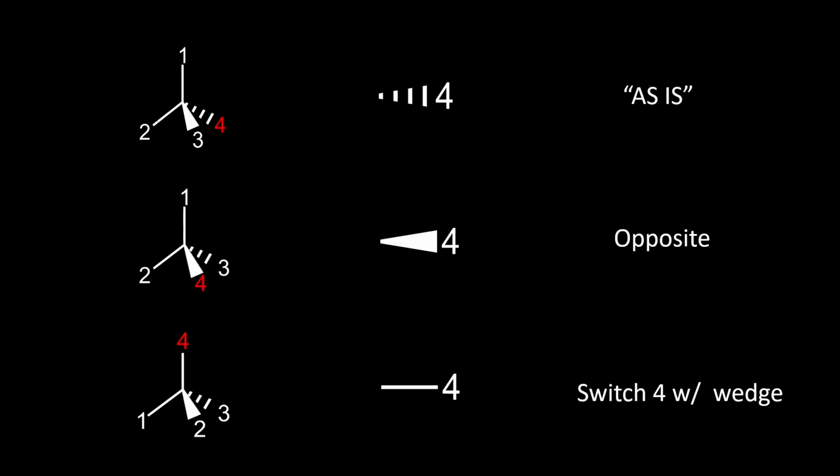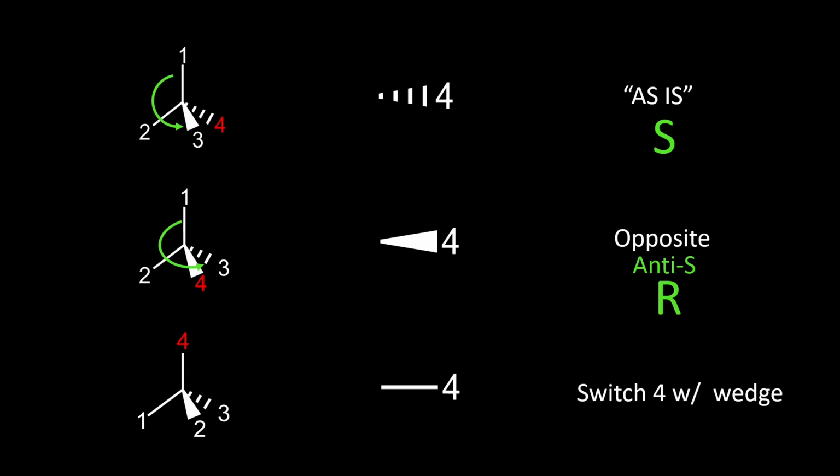For the first, we simply draw the circle. 1, 2 to 3. This is counterclockwise, and so it's S. The answer is S. For the next one, we draw, again, from 1 to 2 to 3. However, we have a wedge coming out towards us, so the opposite is going to be the answer. We have an anti-S, so the answer is R.